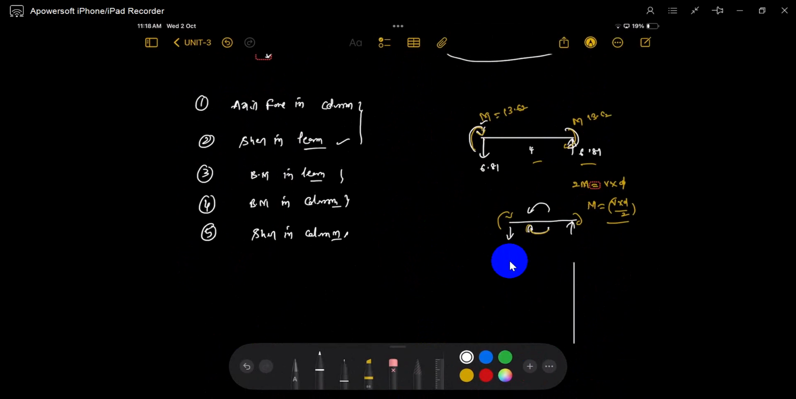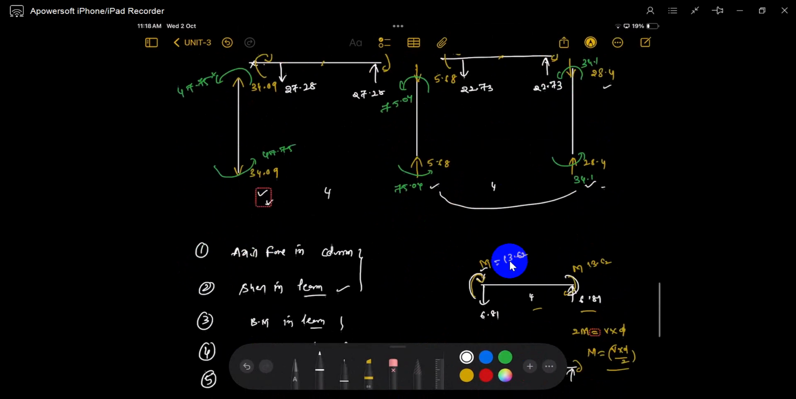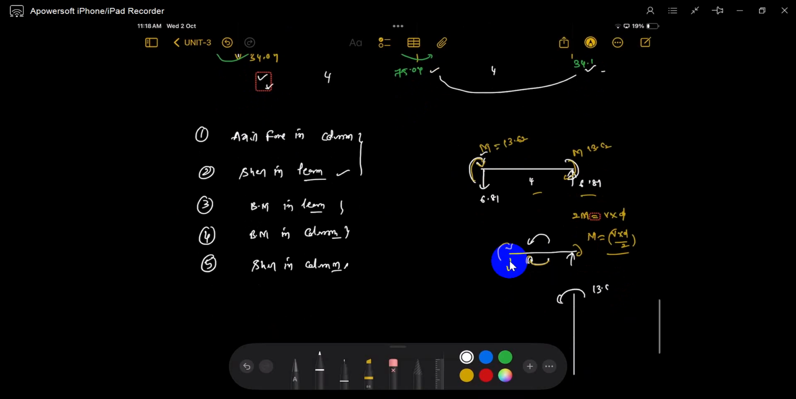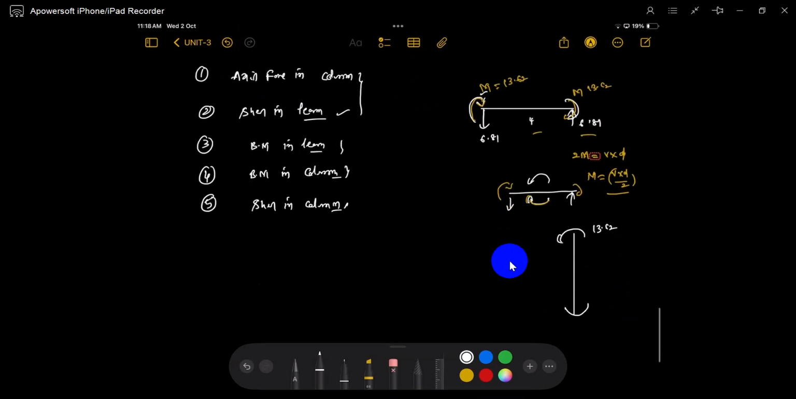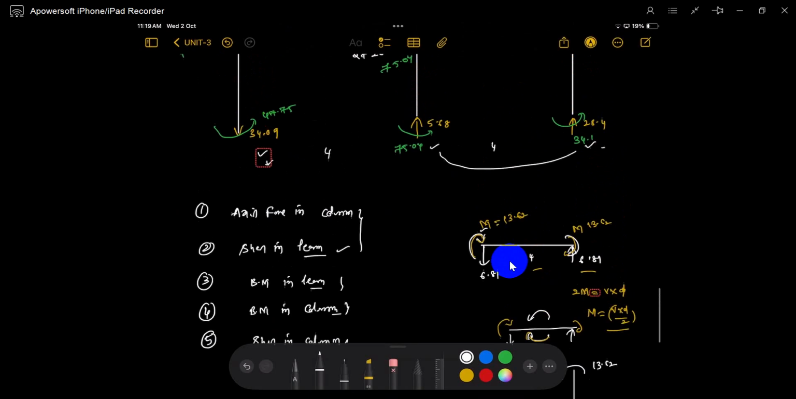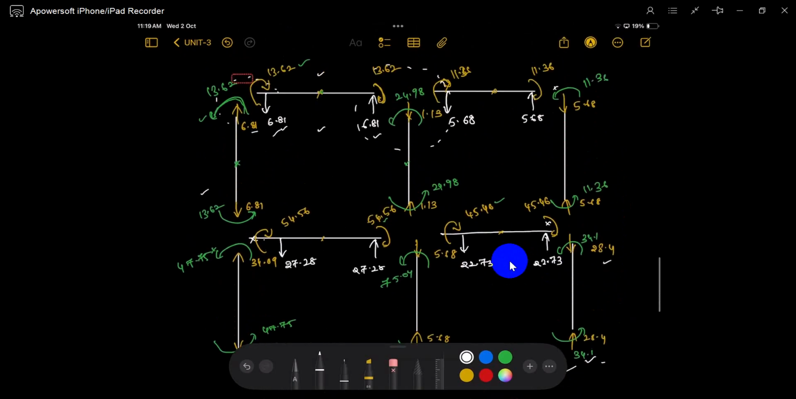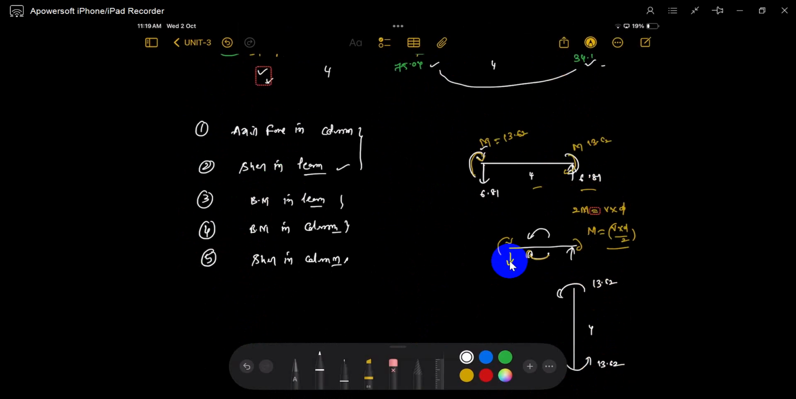So what is that value? 13.62. 13.62 here, 13.62 here. Height is 4. So 4 is the height. So how can you calculate shear?